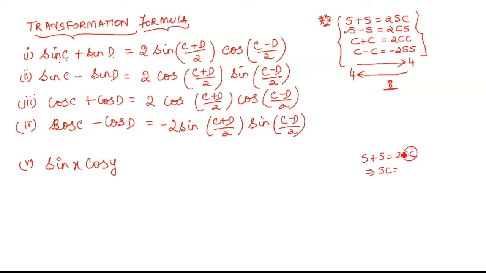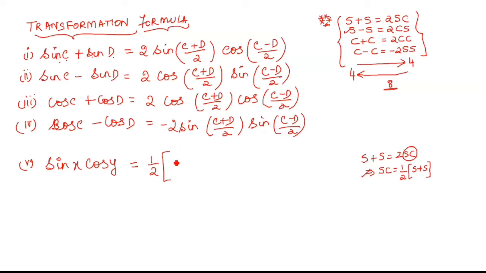SC is equal to 2. I have to send this to the other side. Here it is multiplication; when it goes to that side it becomes division. So SC is equal to 1 by 2 of S plus S. Okay, yes. So therefore, I want this one. So SC is equal to 1 by 2. Write that 1 by 2 as it is. In the brackets, what do you have to write?